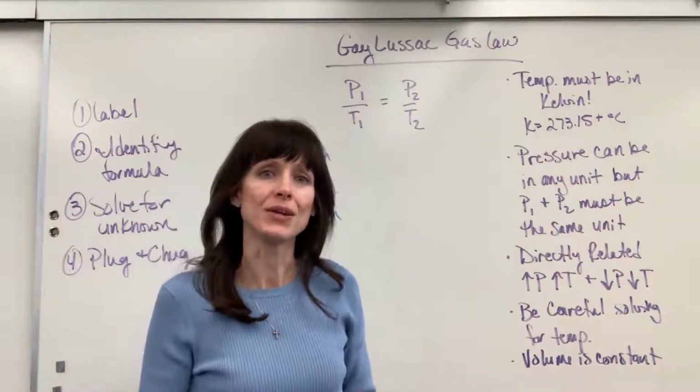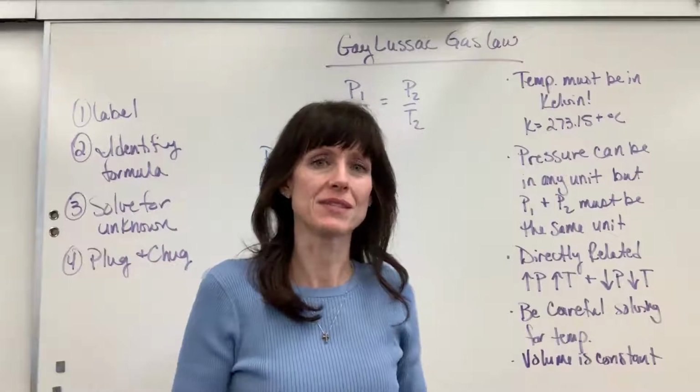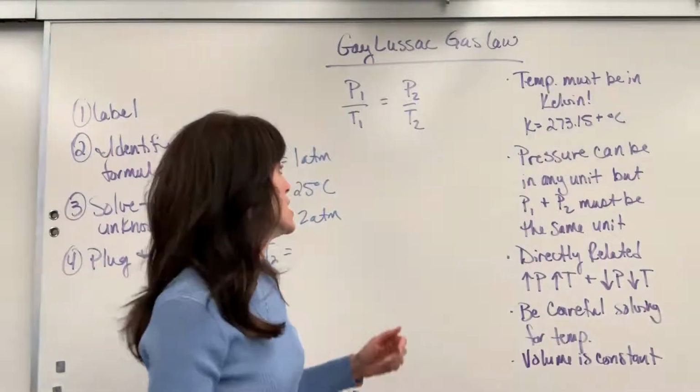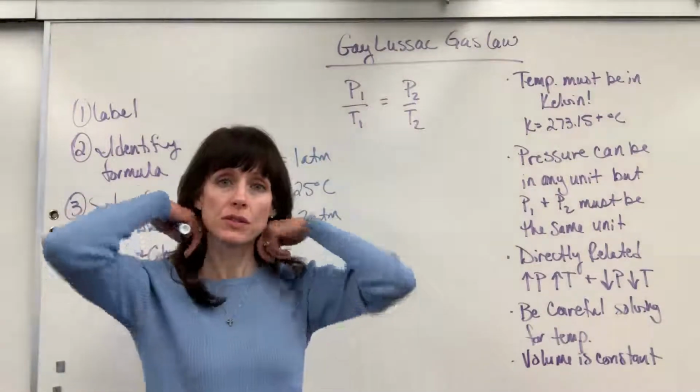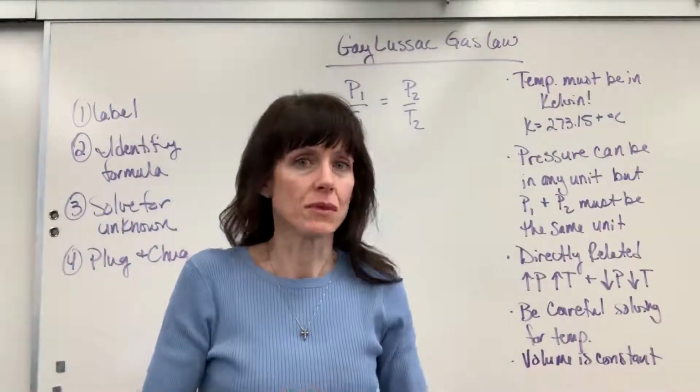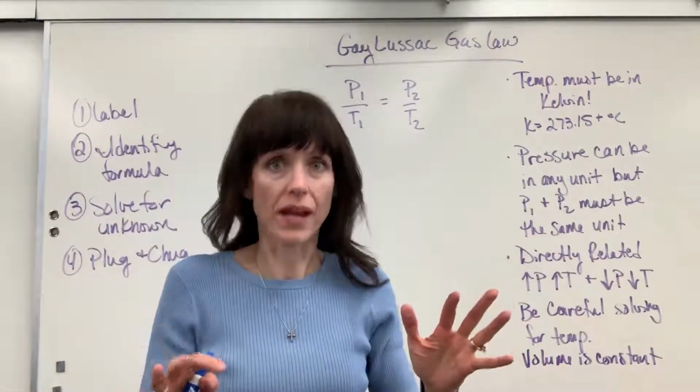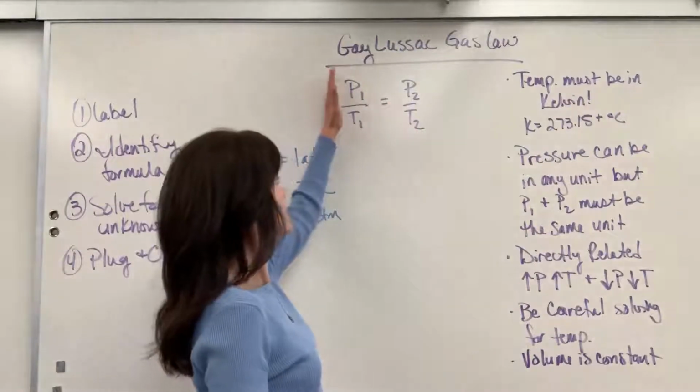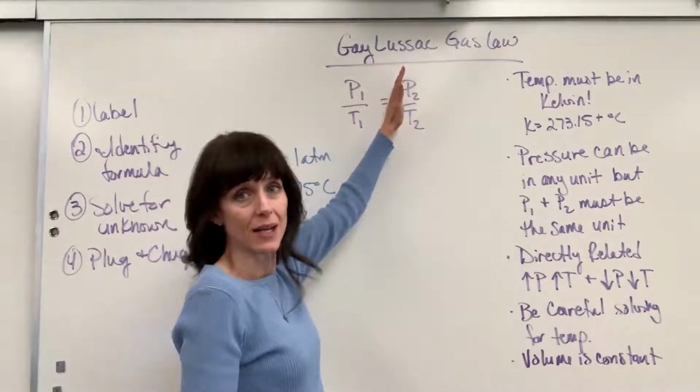Pressure can be in any unit, but the unit has to be the same for the initial and final conditions, for both the P1 and the P2. So you could have it in ATM, millimeters of mercury, torr, that's all fine. But the pressure has to be ATM and ATM. They have to be the same.